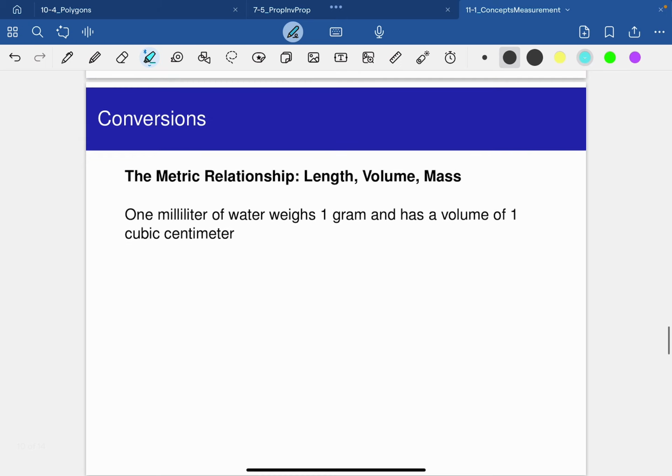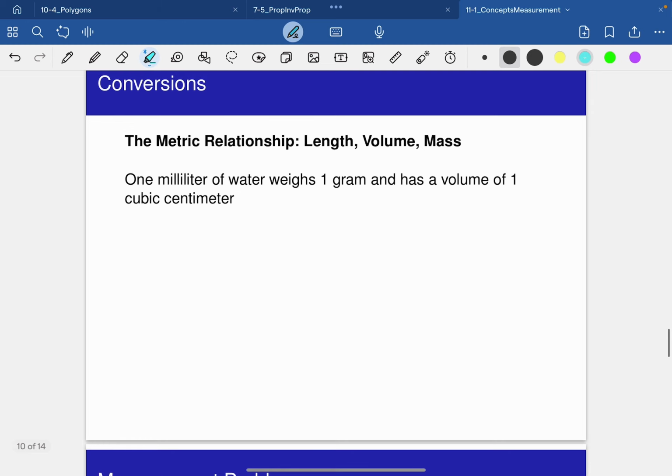One thing I wanted to make sure that you understand is that the metric system has this wonderful connection between length, volume, and mass. So it turns out that 1 milliliter of water, and a milliliter is capacity, right, weighs 1 gram, which is mass, and it has a volume of 1 cubic centimeter. The way I would think about this is as a cubic centimeter of water.